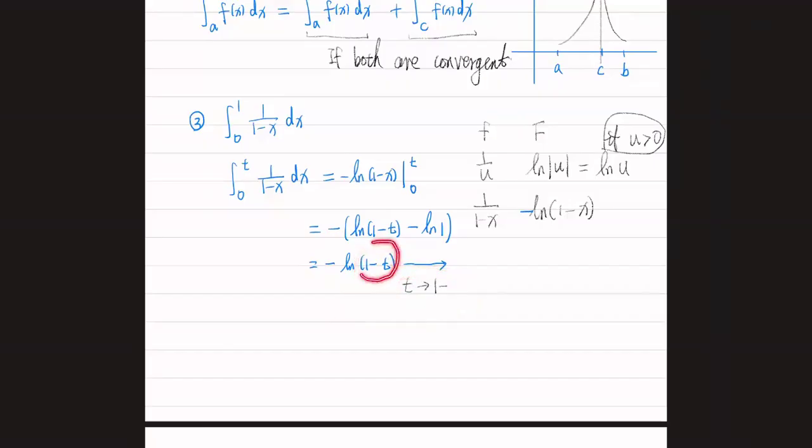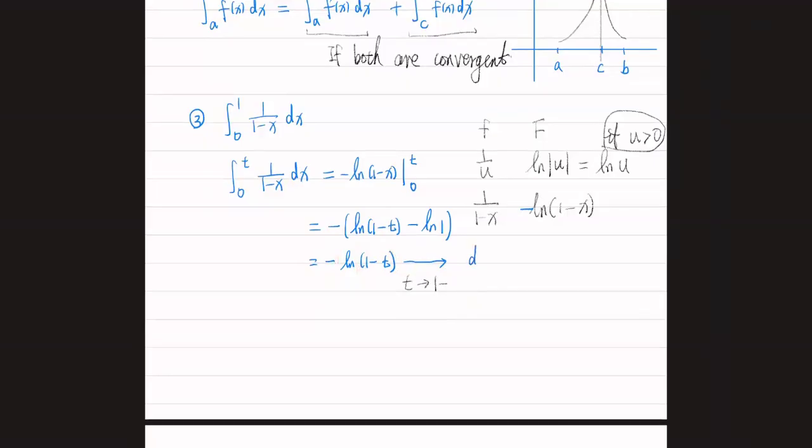As t goes bigger and bigger, this will become smaller and smaller, and gradually become 0. Sophia, if this goes to 0, what happens to the logarithm? It's divergent. Okay, so with this divergent, therefore, this integral from 0 to 1, this improper integral is divergent.